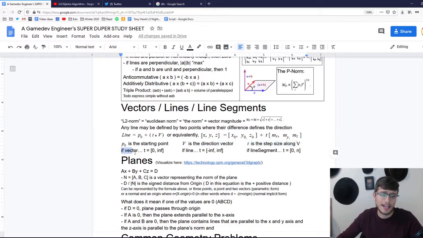But if it's a vector, the step size is going to go from 0 to infinity. If it's a line, the step size is going to go from negative infinity to infinity because it extends in both directions. And of course, if it's a line segment, it's going to go from 0 to n. It's a set value. It's not going to extend for infinity like the vector does. But what's different between a line and a vector? Well, the vector is going to go for infinite in only one direction, whereas the line goes in two directions infinitely.